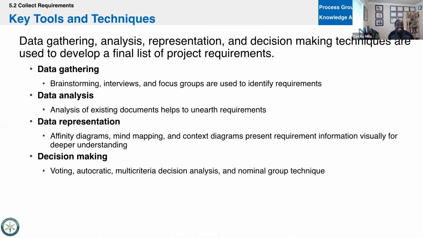And same thing with data analysis. It's PMI's way of saying double check, measure twice, cut once, and the other cliche that you have. Check your documents. That might show you some additional requirements that you need.